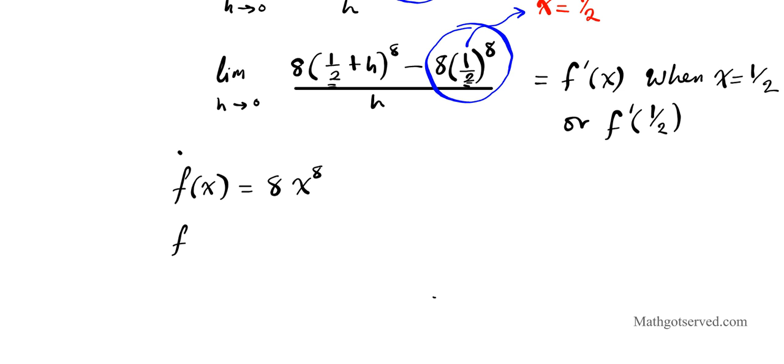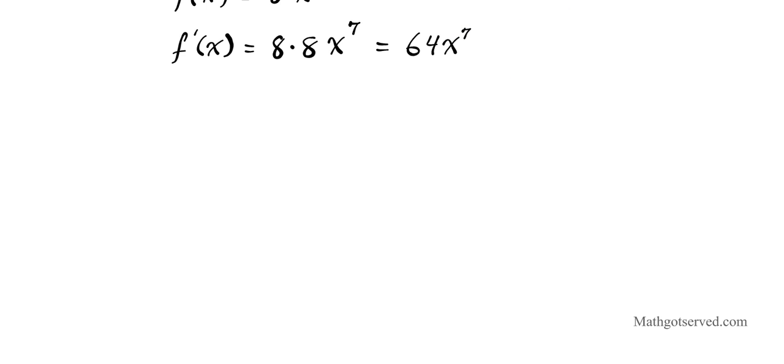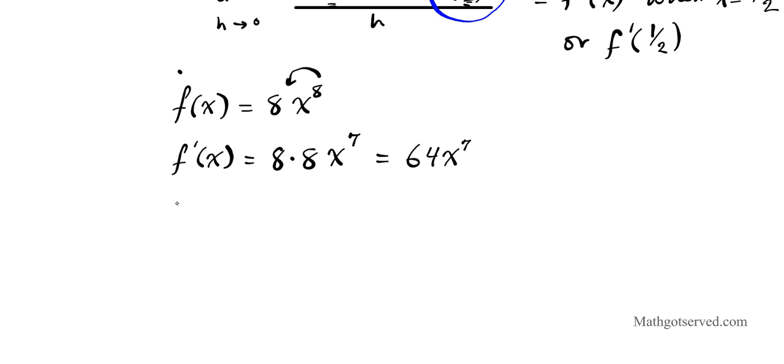All right, let's use the power rule. f prime of x is going to be 8 times, this 8 goes to the front, and then x to the power 8 minus 1, which is 7. Okay, so that's going to give us 64x to the 7th power. All right, so now that we have the derivative, we're going to evaluate it at x equals 1/2. So what we're actually looking for is f prime of 1/2, which is what you get when you evaluate this output at x equals 1/2.